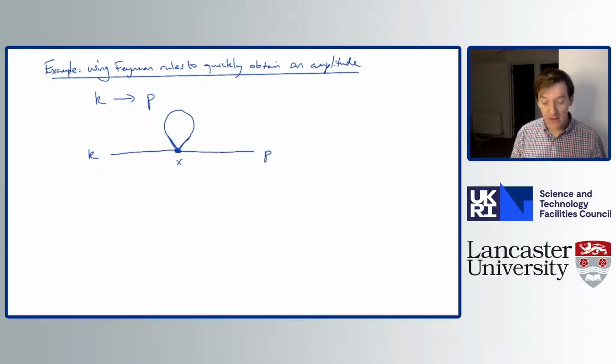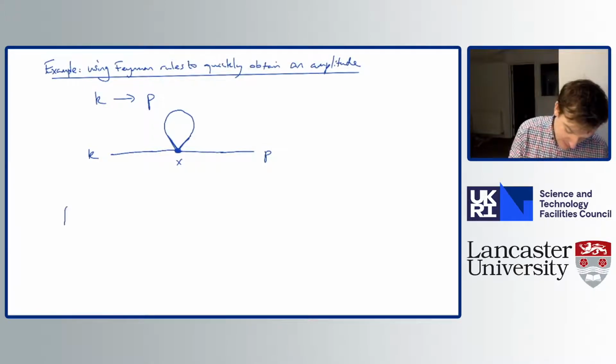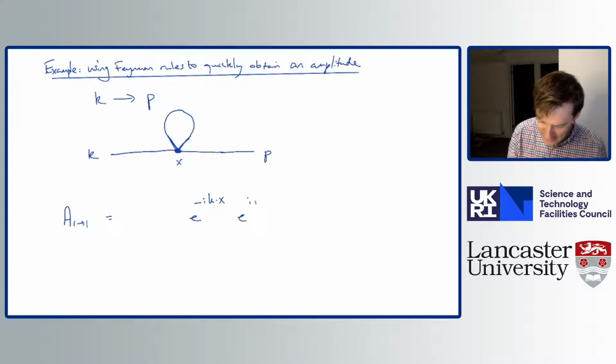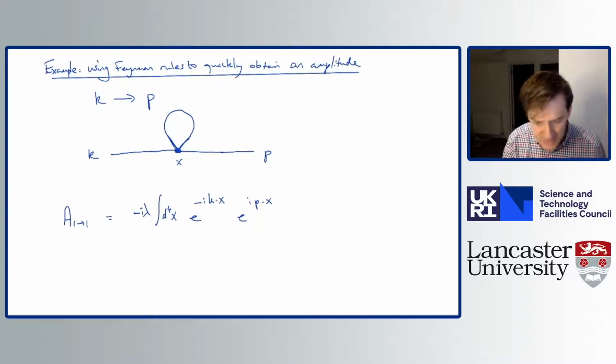Then we apply our Feynman rules, and we're going to use the position space Feynman rules. To write down this 1 to 1 scattering amplitude, we were told that we have to put in an e to the minus i k dot x factor and an e to the i p dot x factor for the incoming and the outgoing states. We need a factor of minus i lambda for the vertex, and we should integrate over all possible positions of that vertex. So we get a d4x term.